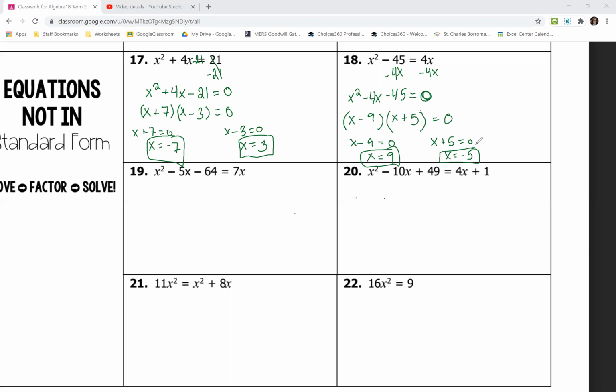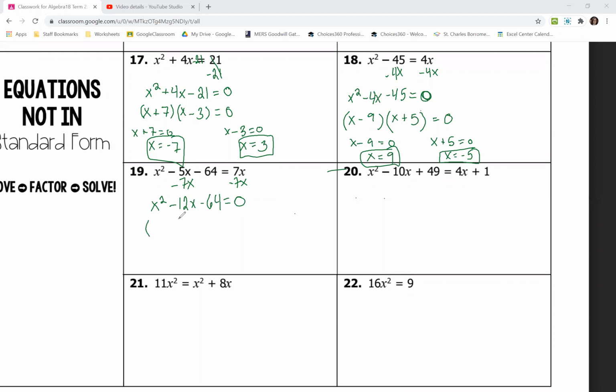We need to get the 7x to the other side, so I subtract 7x from both sides. But if you notice this time, now I do have x terms. There's a negative 5x on that side, so I get to combine those 2 terms together, okay? So always know whenever you're moving those terms over, is there something else that you can combine it with to simplify that side? So what am I going to have left? I have x squared. Now I'm going to take negative 5 minus 7, which gives me a negative 12x. Minus 64 equals 7x minus 7x is 0.